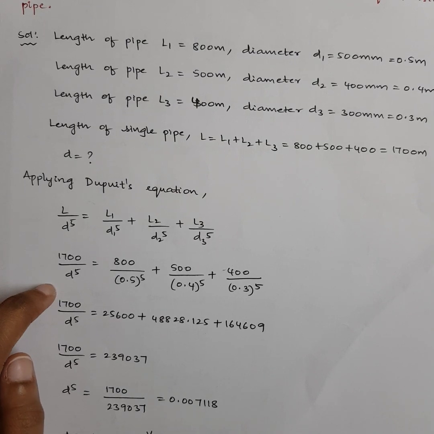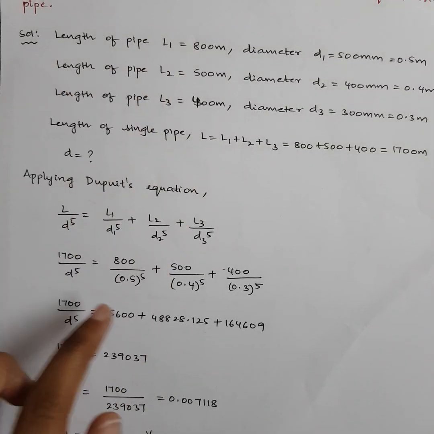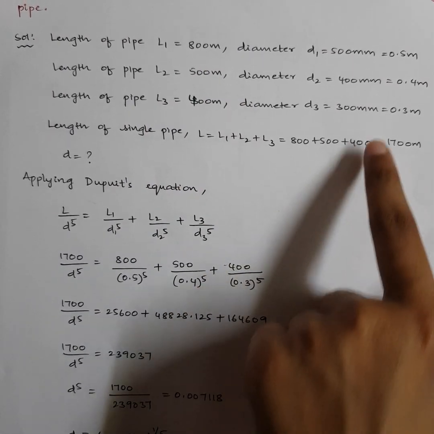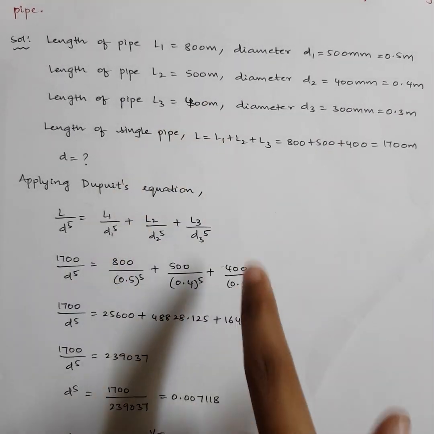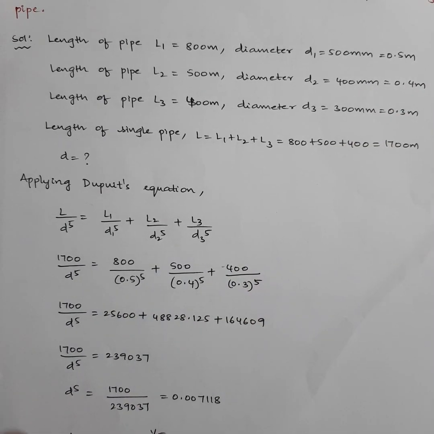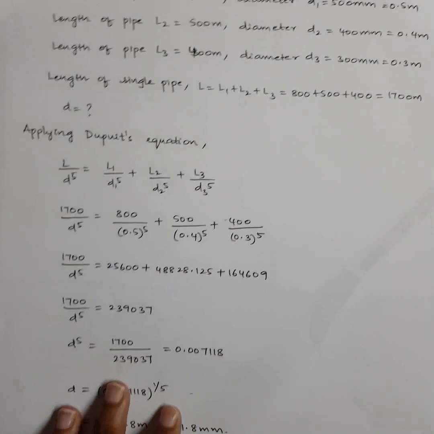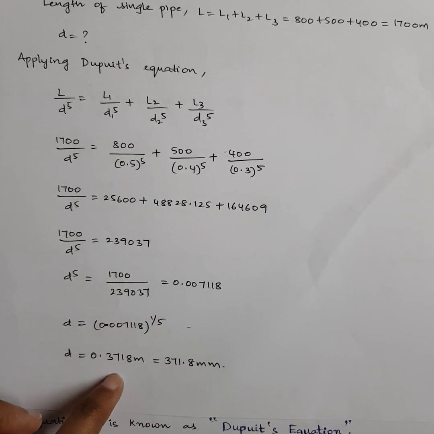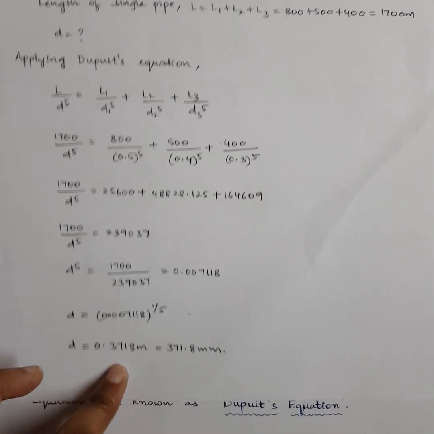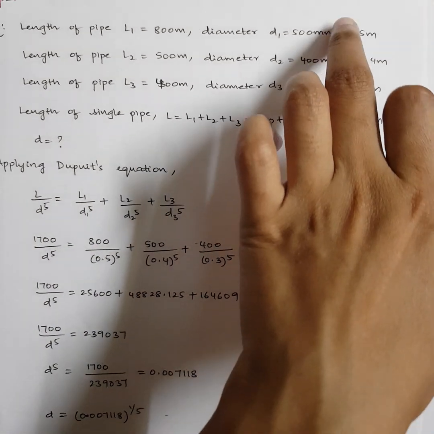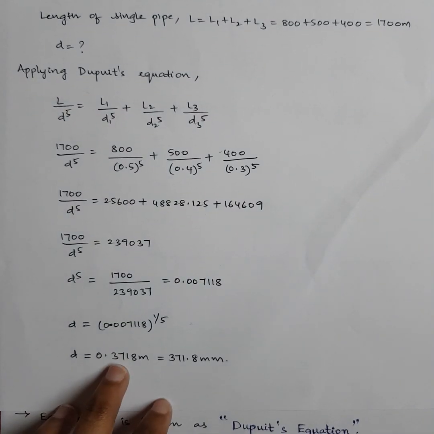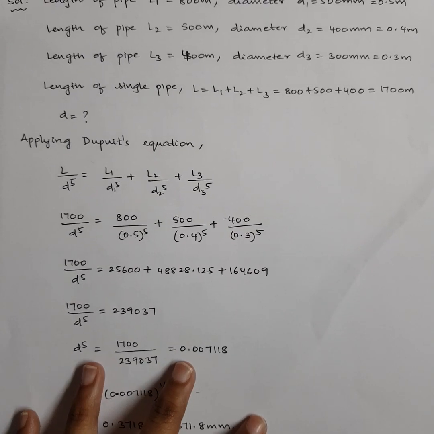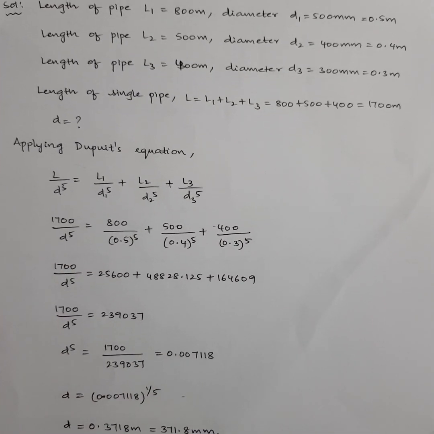So it's 1700 by d power 5 equal to 800 by 0.5 to the power of 5, plus 500 by 0.4 to the power of 5, plus 400 by 0.3 to the power of 5. I just simplified, and finally I could calculate the value of d as this numerical value to the power of 1 by 5, and finally I got d as 0.3718 meters. But the diameters of the compound pipes were given in mm, so please convert this also into mm. Multiply by 1000, and you will get 371.8 mm. This is the equivalent size or diameter of the equivalent pipe.